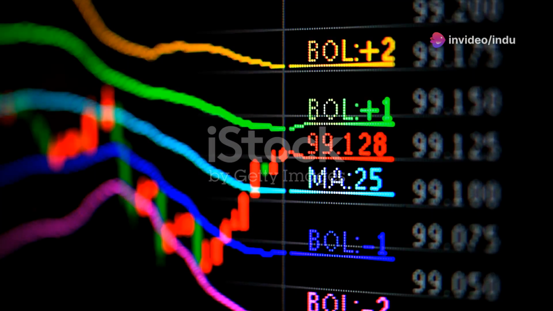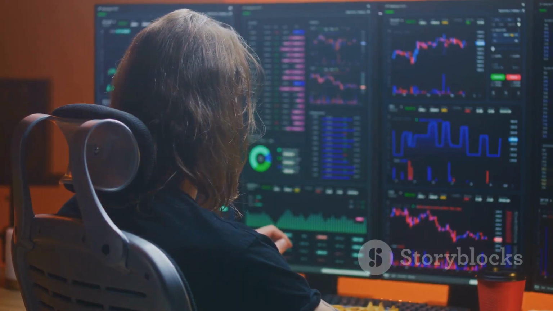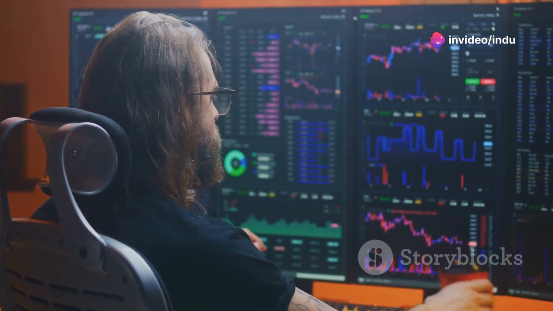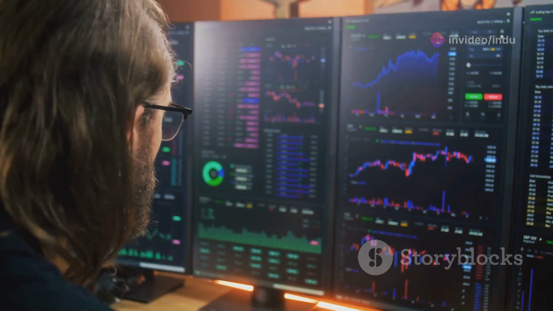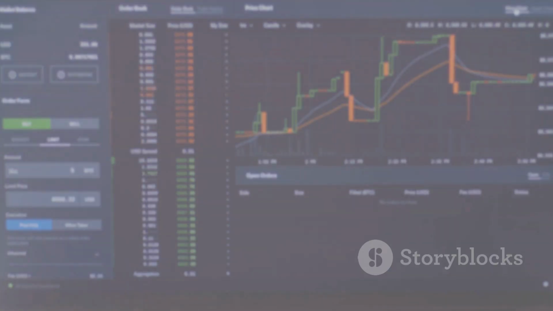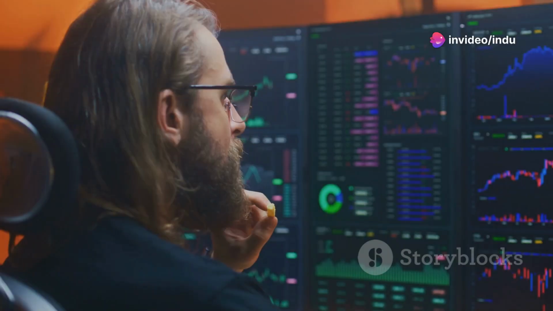So, why the 20 EMA? Unlike the simple moving average, the EMA is more sensitive to recent price changes. This means you'll get faster signals to act on, which is especially useful in fast-moving markets. But remember, while the 20 EMA is useful, it's rarely the only indicator traders rely on. Combining it with other tools like trend lines, momentum indicators, and candlestick patterns provides a more comprehensive picture.